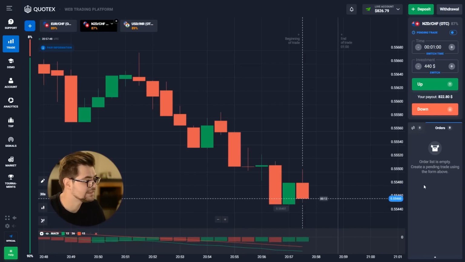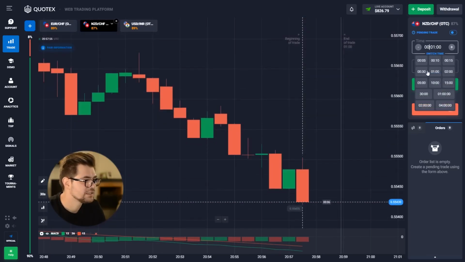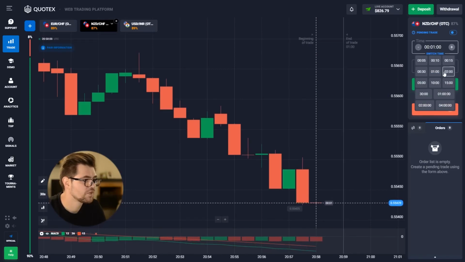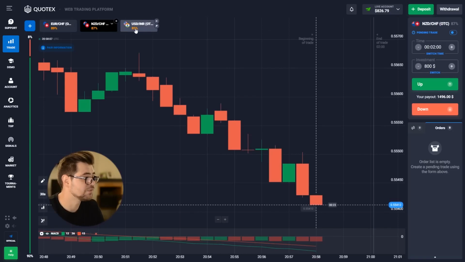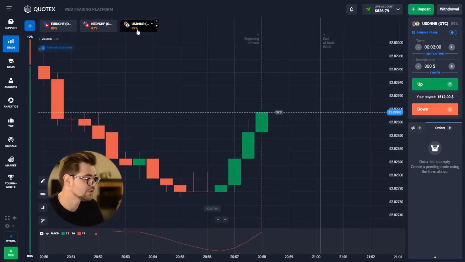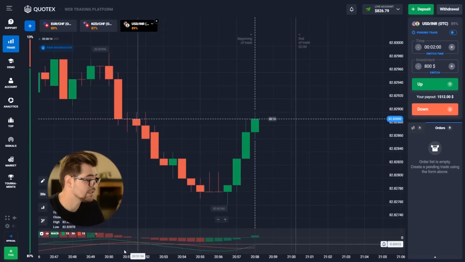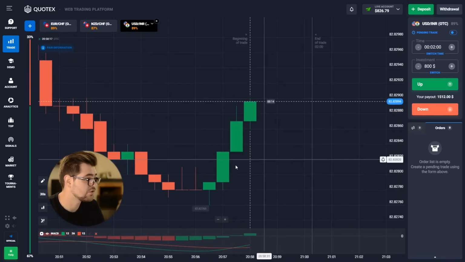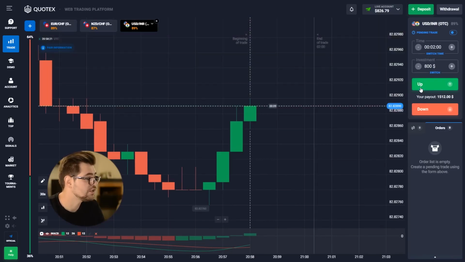Right, I don't like these candles next to each other like this, so I'm gonna go with 800. Maybe we do a 2 minute one, yeah. Because, as I said, we need a bit more time. Oh look, you see what happens? As I was saying, the price went down, and then as soon as it crossed up, we're gonna go with a call option here.